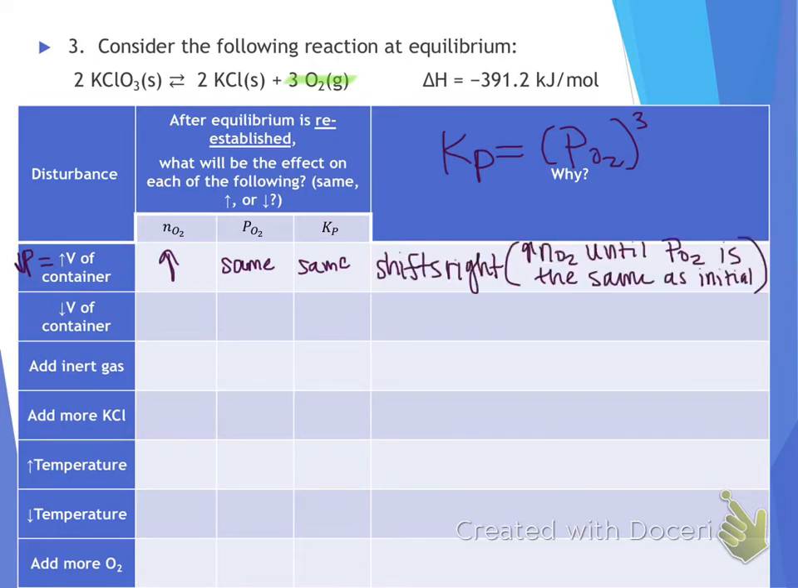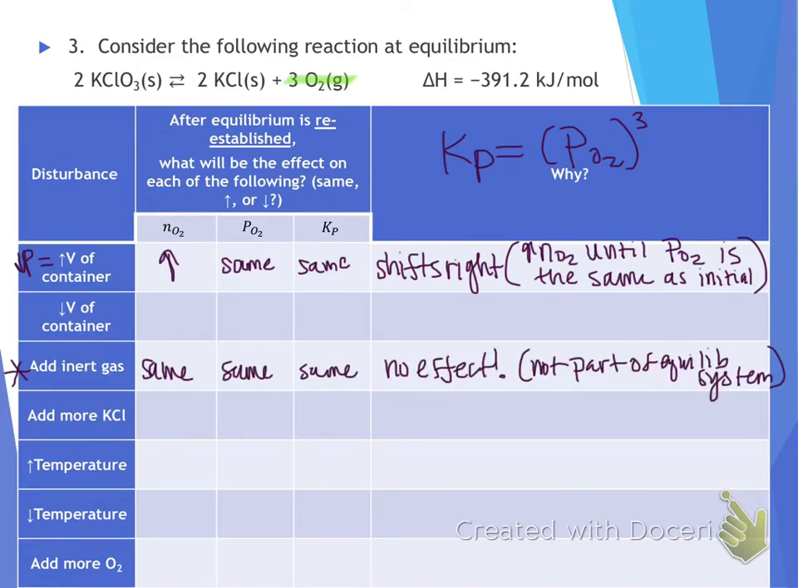So the next one of these we're going to look at together is adding an inert gas. That would be like a noble gas or something, a gas that's not part of our system, isn't going to react with anything in our system. If it's not part of our system, there's no shift. So everything's going to remain the same.